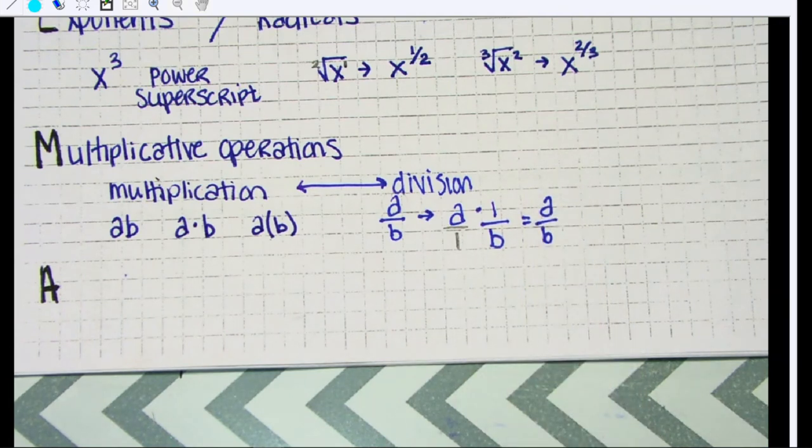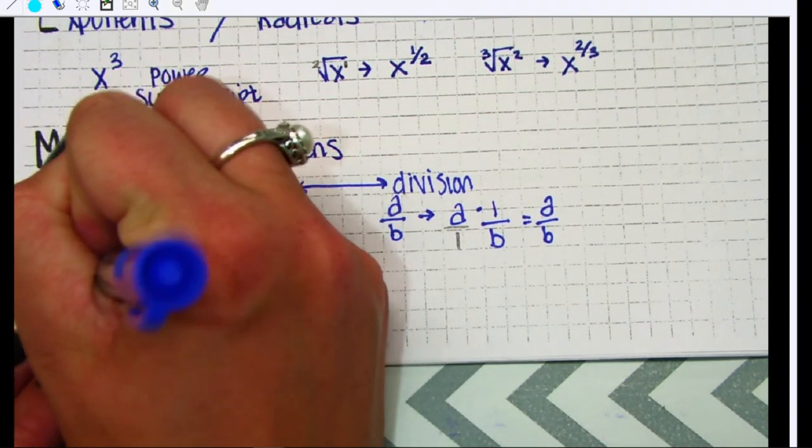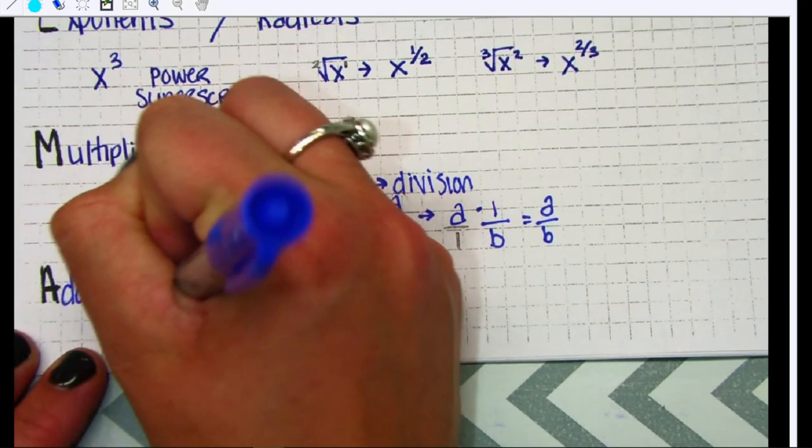Okay? So multiplication and division, they're the same thing. You can change a division problem to be a multiplication problem. That's why Gemma lets you do both. Our last one is additive operations. Additive operations.